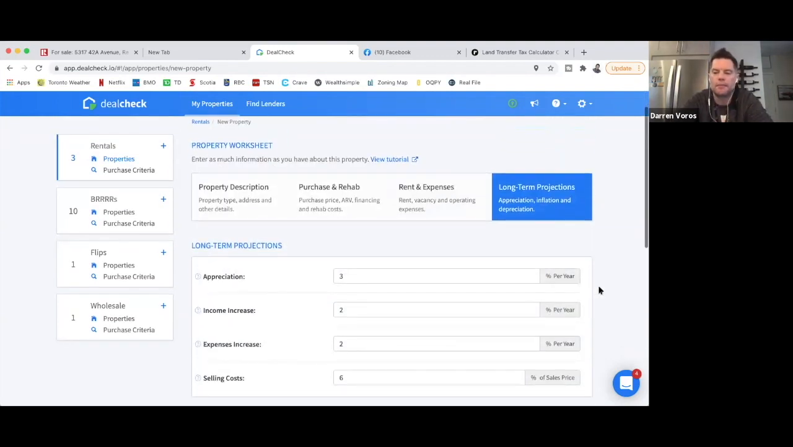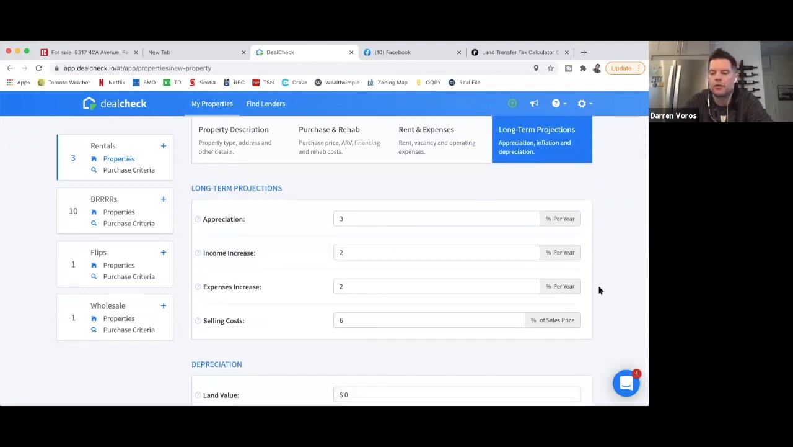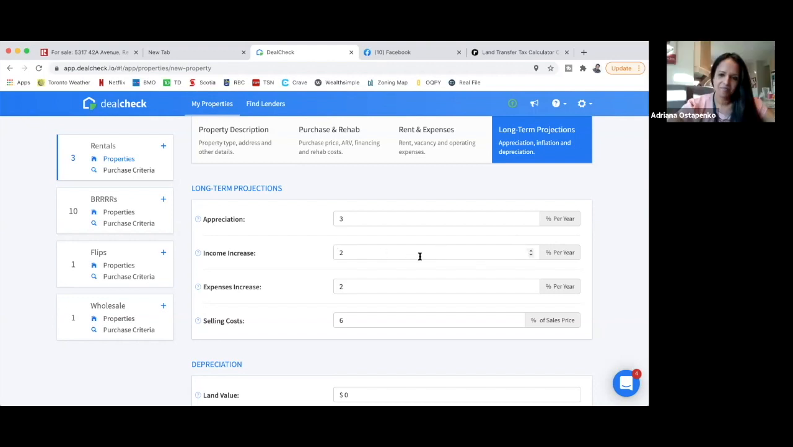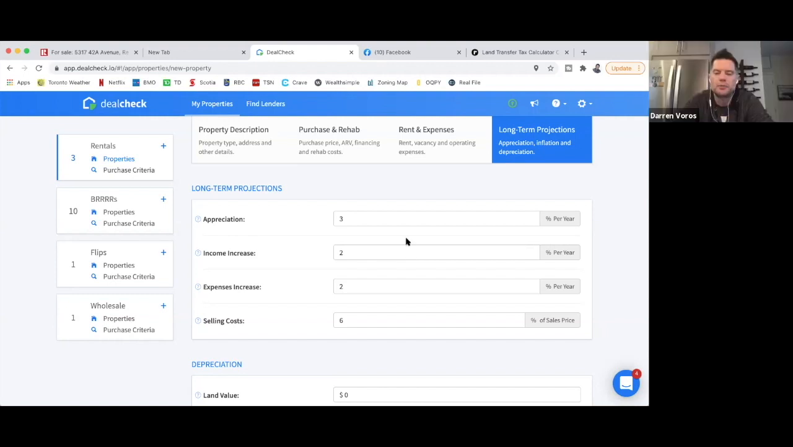Appreciation. We're going to keep at 3%. That's pretty much in line with inflation. The income increase, what is the average income increase? Because Ontario has landlord tenant laws that only allow us to increase by the rate of inflation. Is this accurate? You think 2% is good for that? It seems high. It is a little bit. It's been like 1.5 on average for the last couple of years. But let's keep it at 2.